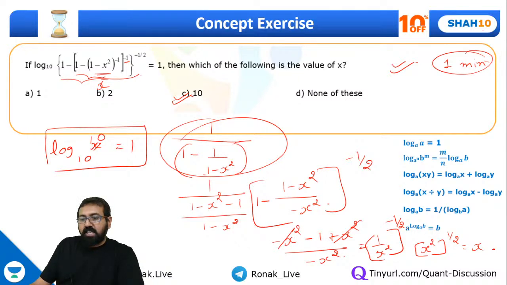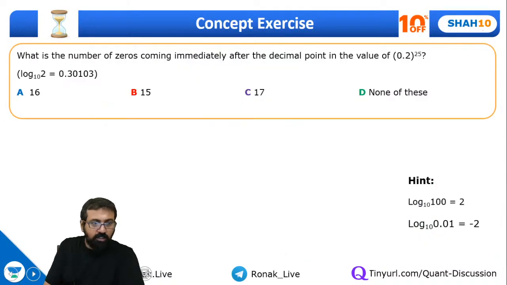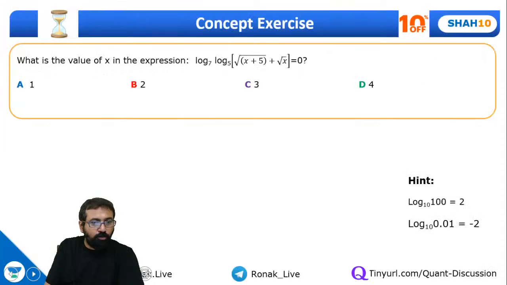Have you all understood this, guys? First we started with the innermost bracket, then 1 minus that part, then further 1 minus that part, and so on and so forth. In fact, there is one more question before. Please try for this question.